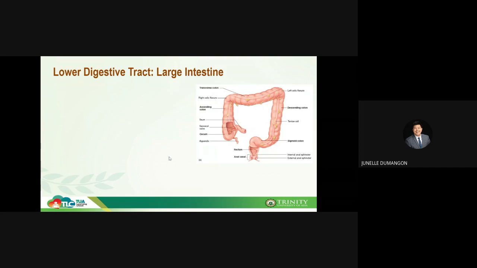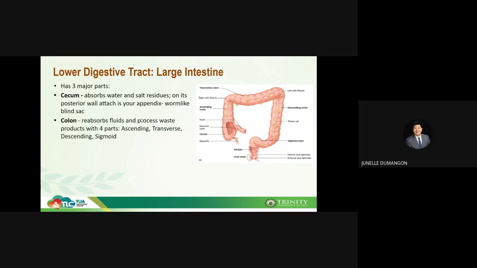Now, let's continue with the large intestine. I'm already towards the end of this discussion. The large intestine has three major parts. The cecum, which is the first portion, the colon, which is the long portion, and then lastly, the rectum, which is this final tube. So let's talk about them one by one. Guys, the cecum is the one that is attached to the small intestine. So what does the cecum do?